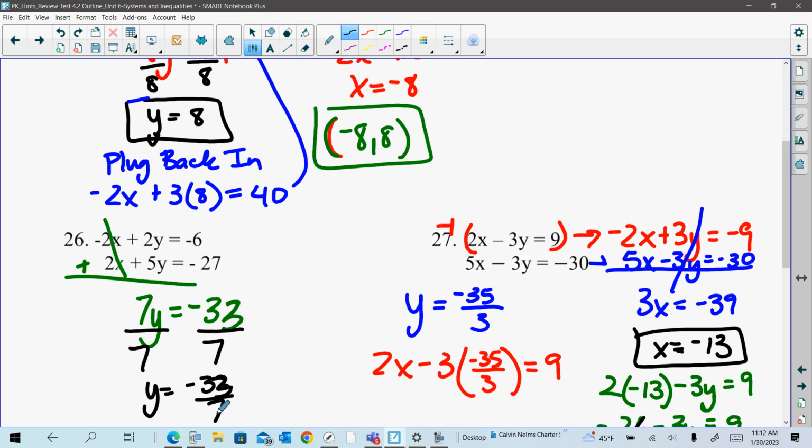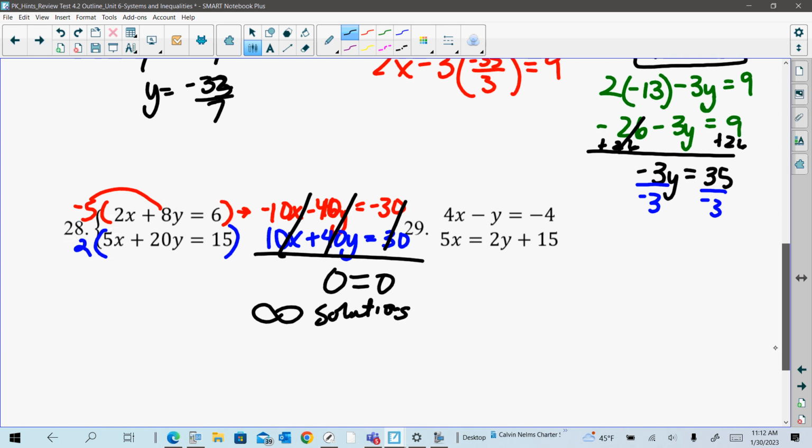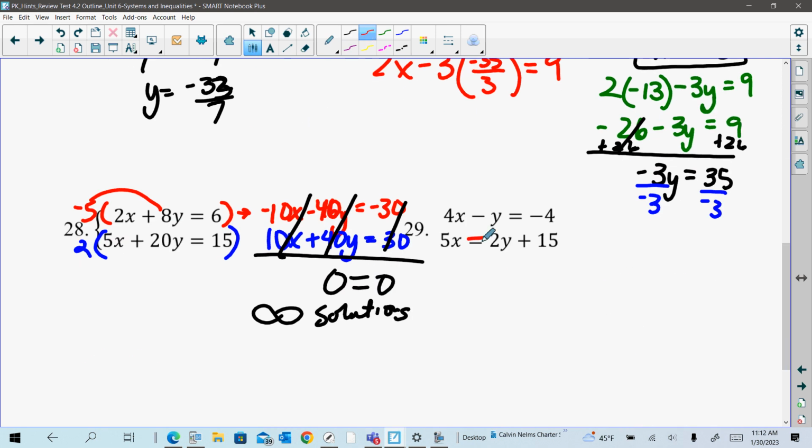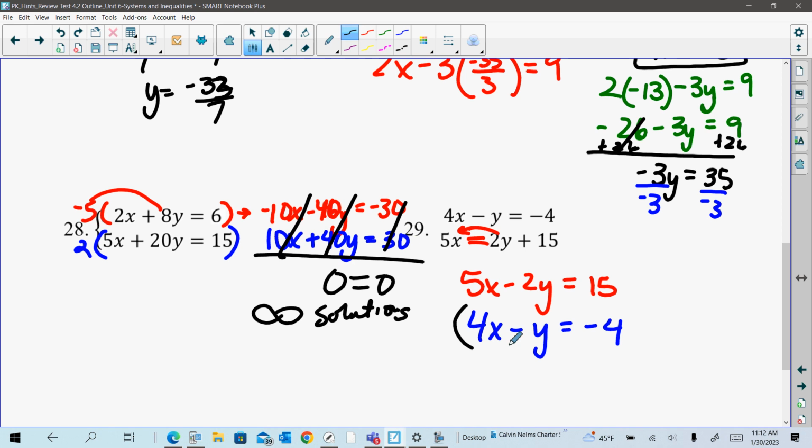All right, the last section. On this last one though, on 29, do y'all see that they're not lined up? There's an equal sign right here, not a minus sign. So you need to move this over to the other side by subtracting. So really this is 5x minus 2y equals 15. And then the first equation, 4x minus y. So you need to multiply one of them, hopefully the second one, by a -2. I would multiply this one by a -2 to get opposites.